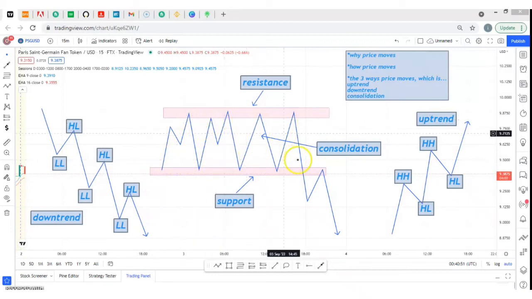So this is how price moves. Now, the three ways price moves: price moves in an uptrend, a downtrend, and guess what? Consolidation phase. So this is what I will see. Now I'll go to a real-time chart and show you these movements in a real-time chart, so you could see it for yourself and know what I mean. Then after that, the next thing I'll be doing is to show you how to analyze the charts very quickly. So let's do it.